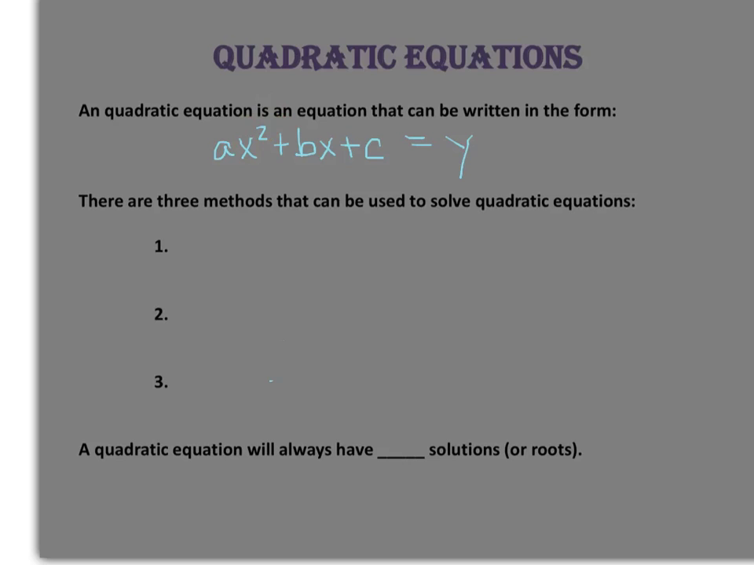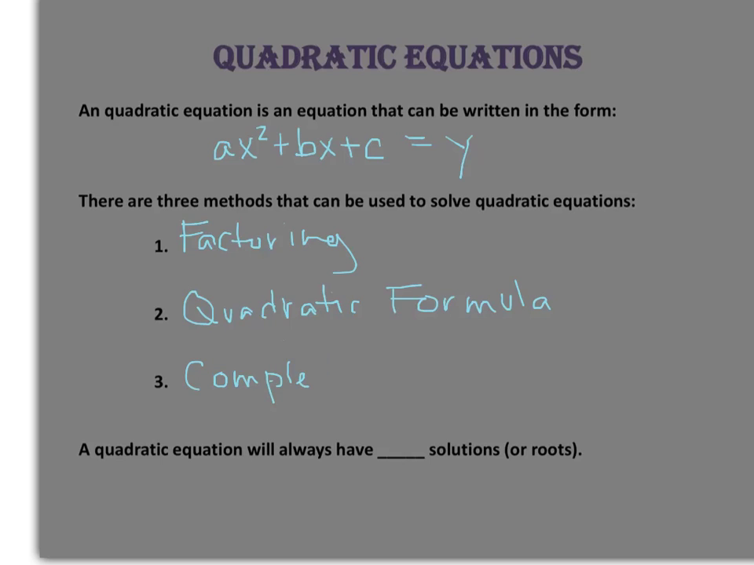There's going to be 3 methods that we can use to solve these equations. The first method is factoring. The second method is using the quadratic formula. And then the last method is going to be completing the square. Now with a quadratic equation, you should always have 2 solutions, and that goes back to my degree is 2, so that's why I should have 2 solutions.